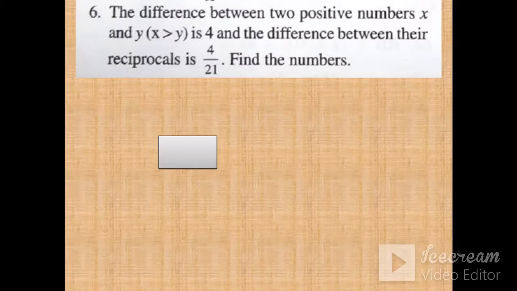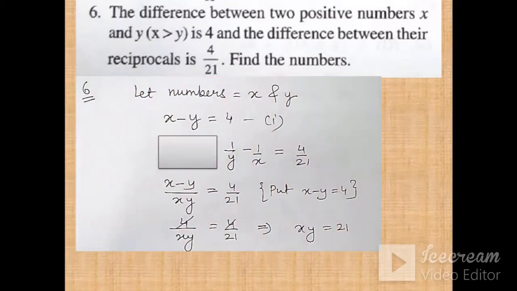the difference between two positive numbers, that is x is greater than y, so x minus y is 4. Now we know that if x is greater, then 1 upon x will be smaller than 1 upon y. So the difference between their reciprocals, that is 1 upon y minus 1 upon x, is 4 upon 21. So now we will put the value of x minus y as 4. So what will you get? xy is equal to 21. So this will be our another equation.